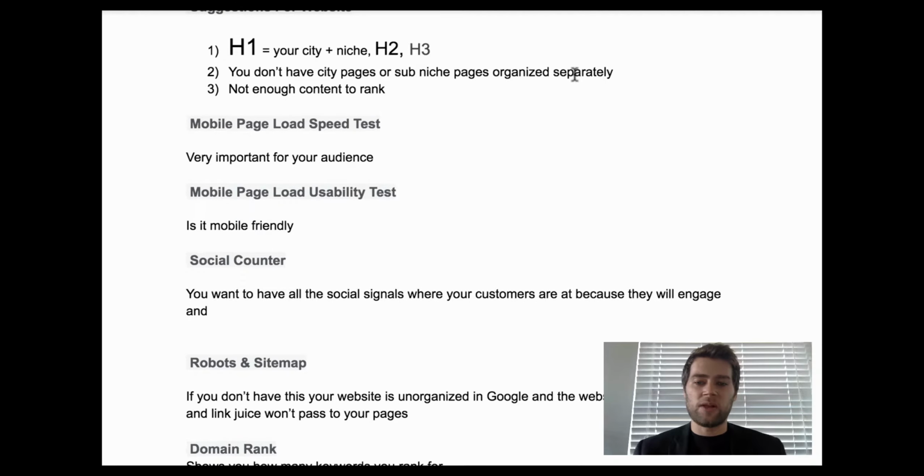And why is this? Google wants to know what your site is about, and they crawl really one page at a time. So you can't rank for a million different things on one page. That's just the way it is, and they're biased against that, you could say. And then the third thing I'm finding is that you don't really have enough content to rank.